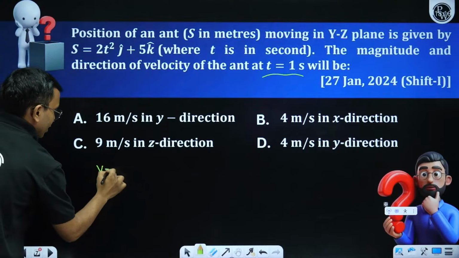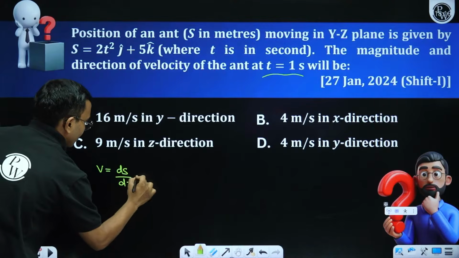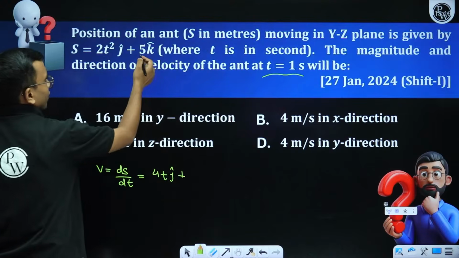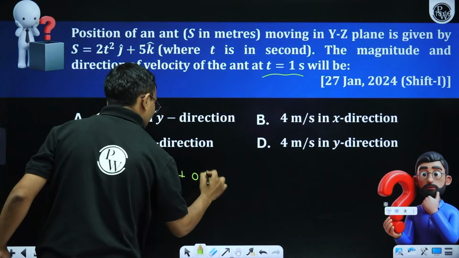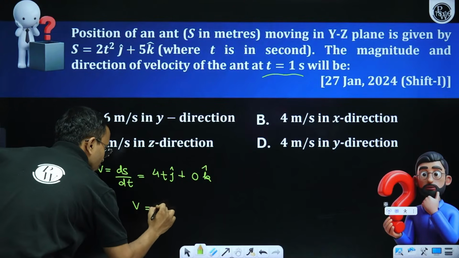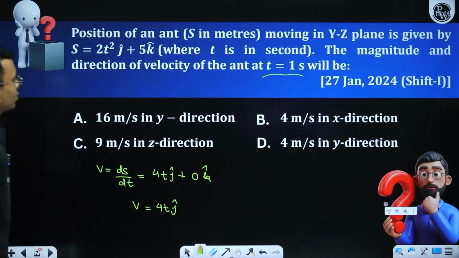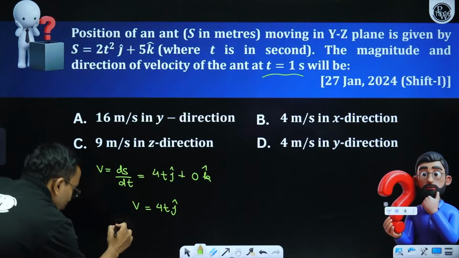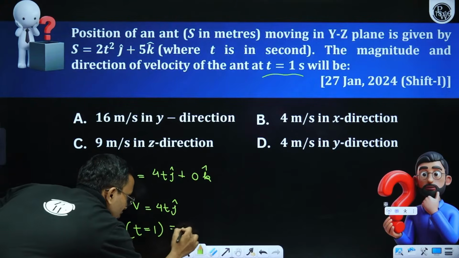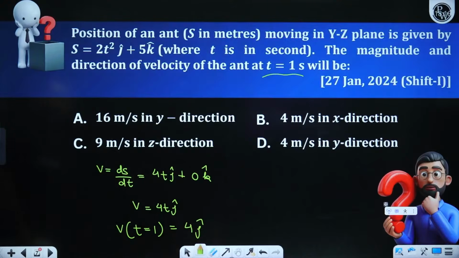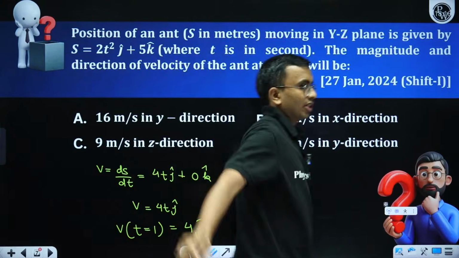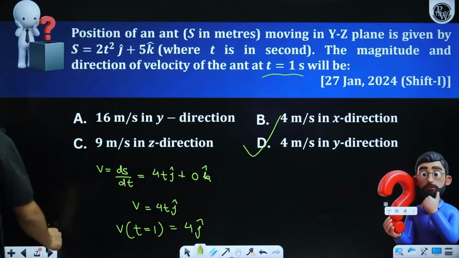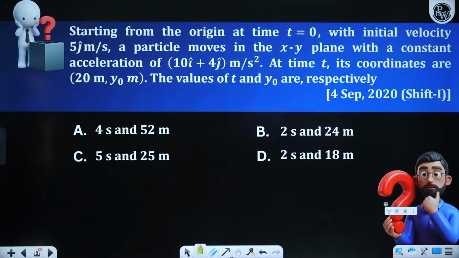What is velocity? Rate of change of position, ds by dt here. Differentiate it, it will become 4t j cap plus 5 differentiation will be 0, 0 k cap. So my velocity comes out to be 4t j cap. I need velocity at t equals 1. So put t equals 1, 4 j cap. So 4 meter per second along the y axis, j cap is along the y axis. Option D. Yes. Good, Chetan.